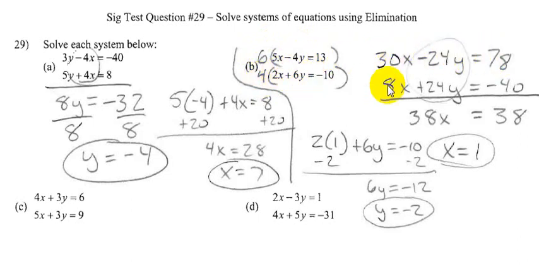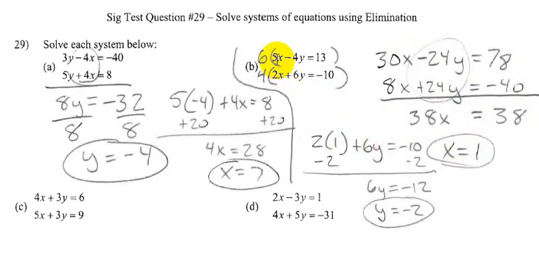Multiply the 4 here. That's where the 8x came from. 4 to that one. There's the 24y. And the 4 times the negative 10 gives you negative 40. When I add them together, these guys disappear. Combine these together, 38x. Combine these guys together, 38. And I end up with x equals 1.